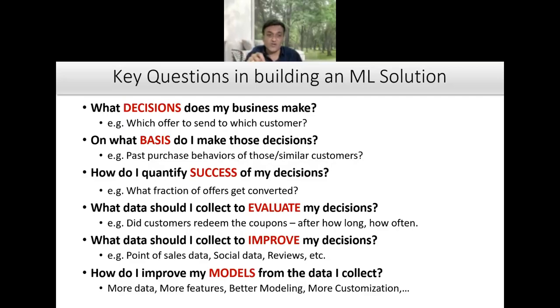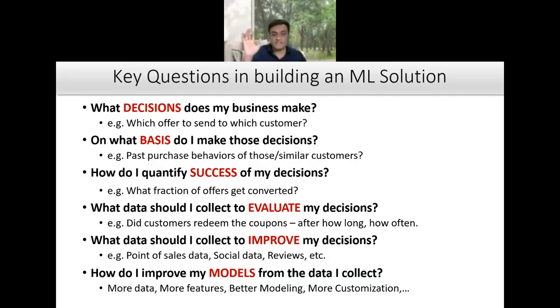Now, second question is, on what basis do I make those decisions? Whether I want to send this information to the customer who has spent almost around 1 lakh rupees to my business, or maybe the person who has invested the least or purchased the least. I want to send those customers. So maybe past purchase behavior or similar customers, something like that. Third question is, how do I quantify the success of my decision?